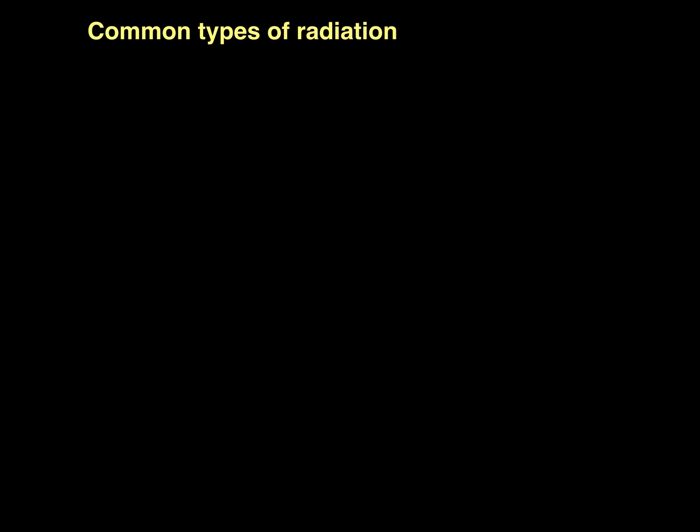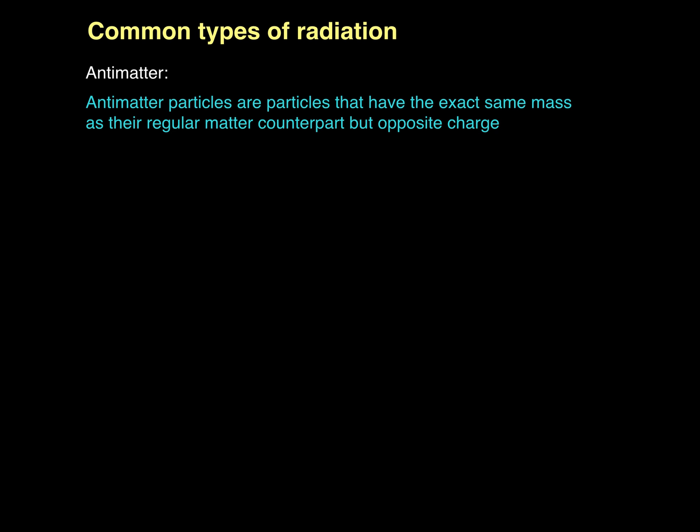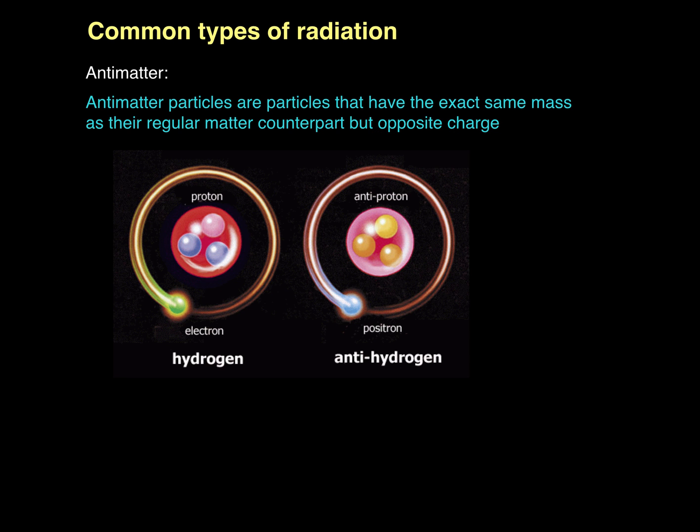We'll start this lesson by examining some of the common types of radiation. But first, we need to talk about antimatter. Antimatter particles are particles that have the exact same mass as their regular matter counterpart, but opposite charge and other properties. Here's a picture of hydrogen and antihydrogen.